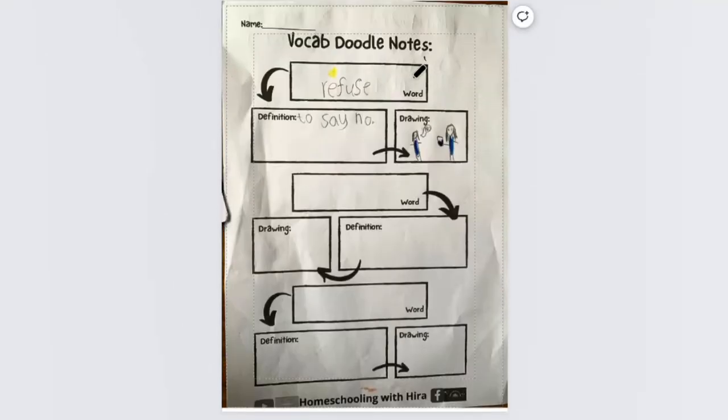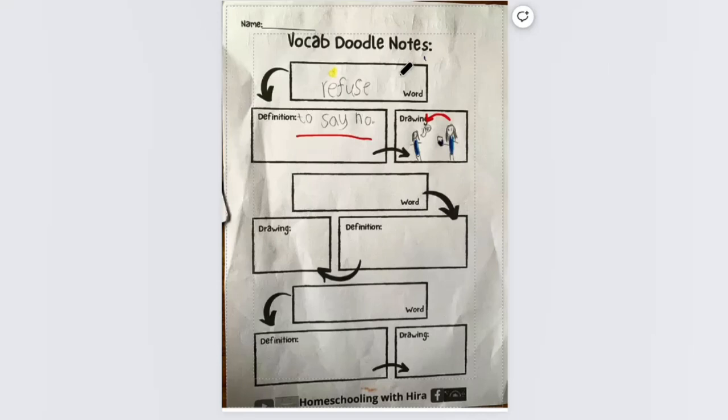I might not be able to draw refuse because obviously it's a verb, how to draw it, but she did it. She first wrote the meaning, to say no, and then she illustrated it with the help of a picture where the mother is giving a glass of milk or water to the girl, and the girl is saying no. And this is an illustration for refuse.